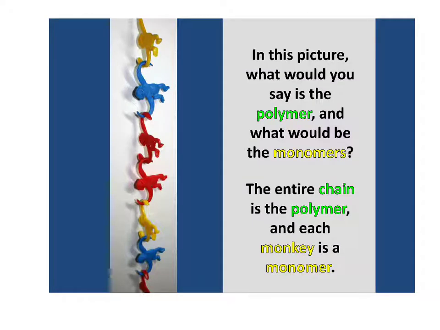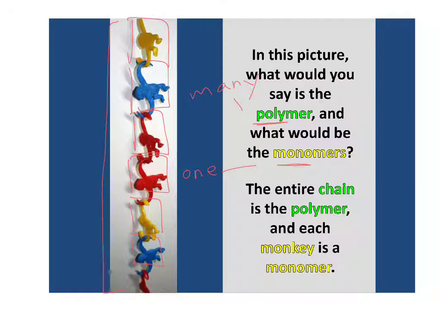Okay, so here's another type of chain, right? In this picture, what would you say is the polymer and what would be the monomers? Remember, poly means many, and mono means one. If you take a look at those monkeys there, the polymer would be the entire chain of monkeys, but each individual monkey is the monomer. Monkeys hooked together make that chain of monkeys, which we call a polymer.